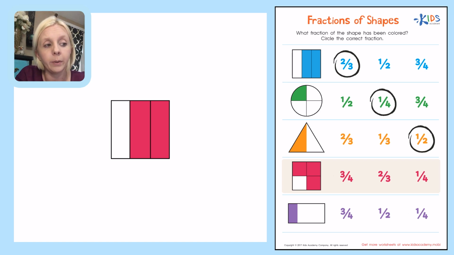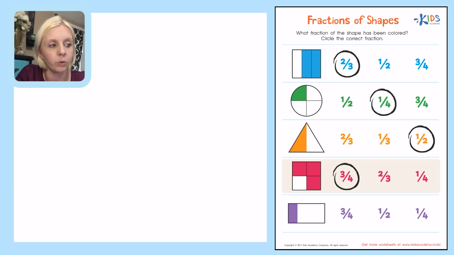Now that is a little bit tricky because we can see that there are 4 parts, and if you get confused, you can kind of see that one that's sticking out. So you might think that's the right answer. But remember, we're looking for the fraction of the parts that have been colored. So there are 3 of them right here that have been colored in. So 3/4 is going to be our correct answer. We've got one more here. You guys are doing a great job.